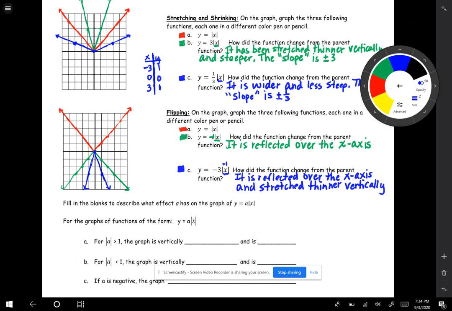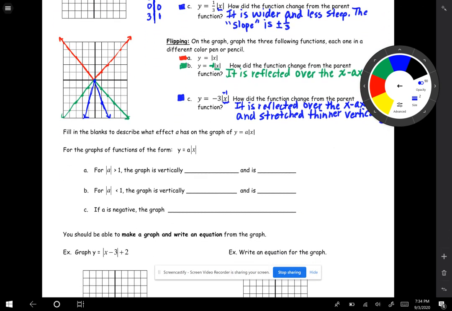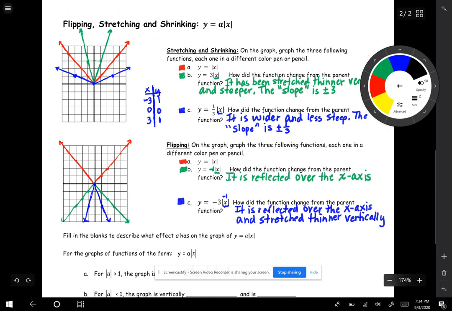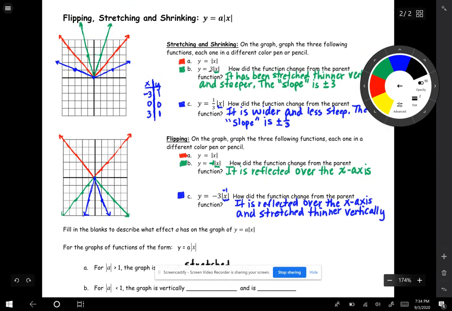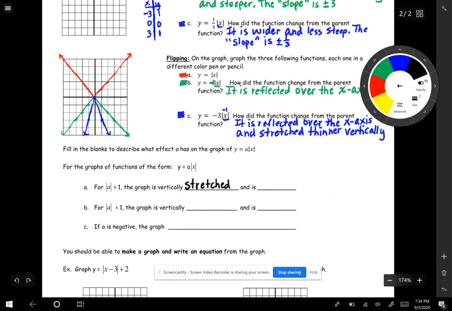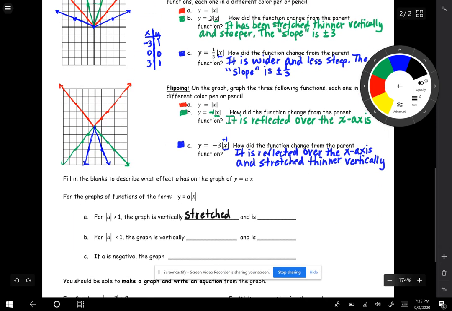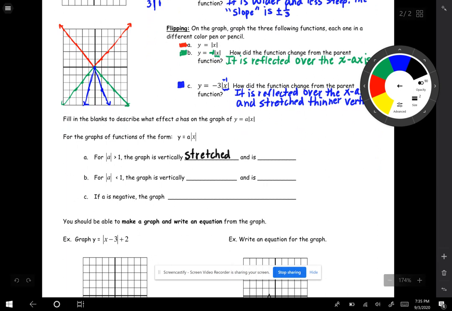All right. Fill in the blanks to describe what effect A has on the graph. So now we're coming to a summary of what A did to those graphs on the back page. When the absolute value of A is greater than 1, the graph is vertically stretched. And you saw that in part B on the very top, because if I go back over here, this 3 right here is greater than 1. And it is thinner.